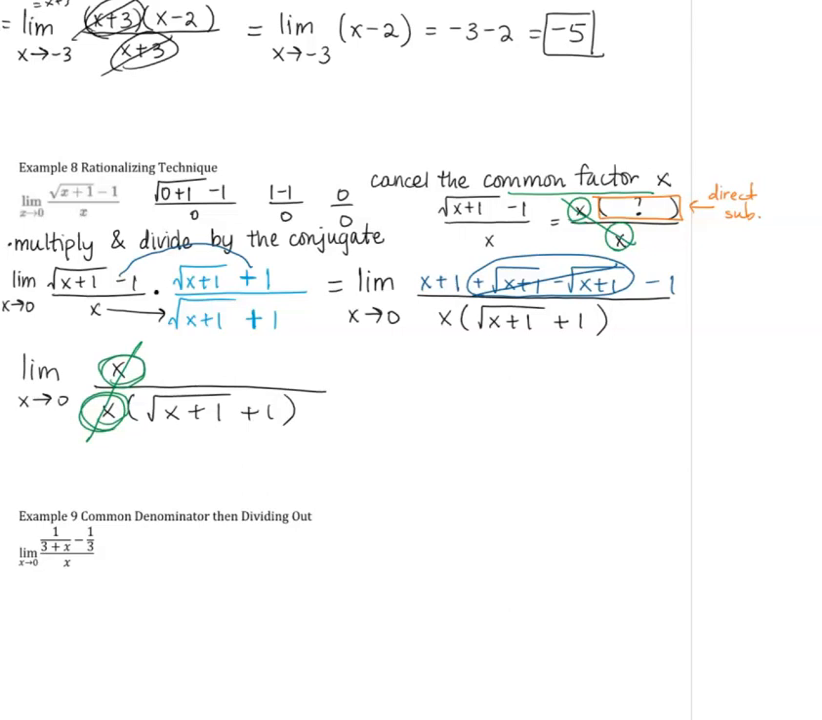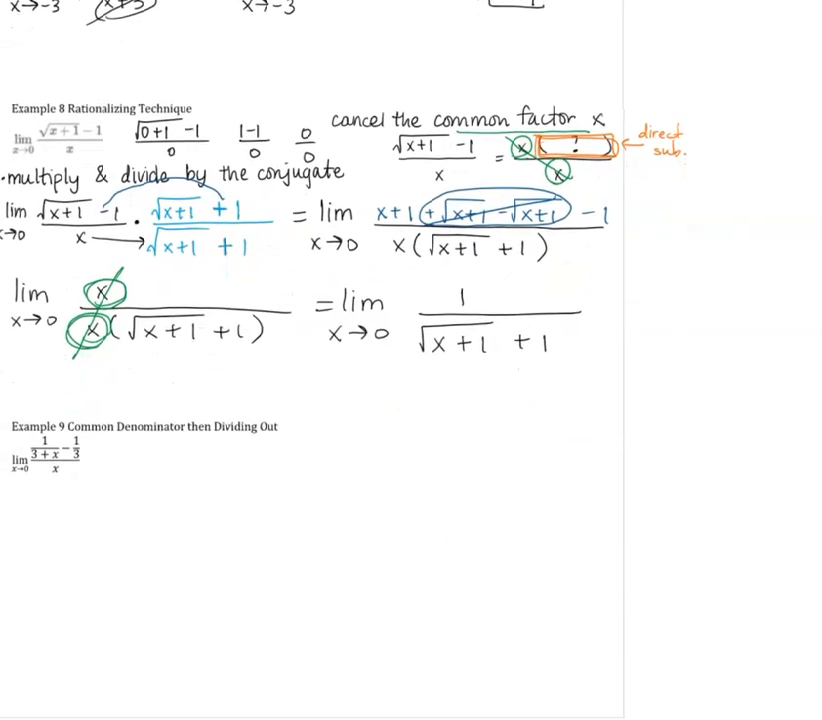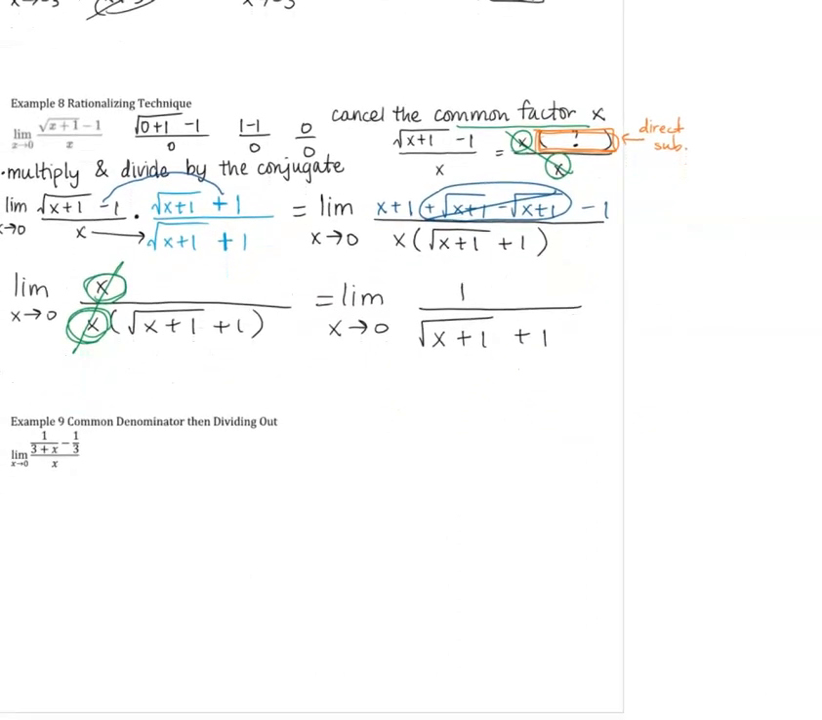X's that cancel. What does it leave us with? It leaves us with a 1 in the numerator and this square root of x plus 1 plus 1 in the denominator. So we were able to cancel that common factor of x. Do not be dismayed that this was in the top and that what's left is in the bottom. They're technically the same thing. It's just a matter of how you write it. But what's important is that we have canceled that common factor of x.